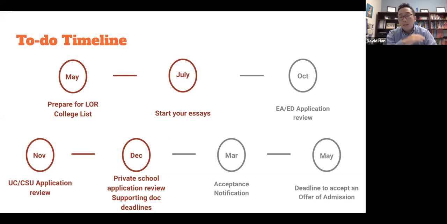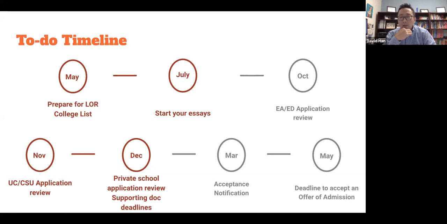Okay, and after the application's in, pray, right? You have like a full 2-3 months to pray, and mid-March to mid-April, that's when the acceptance notification comes. And you need to make that final decision by the beginning of May, the first day of May, because that's the deadline to accept an offer for admission.